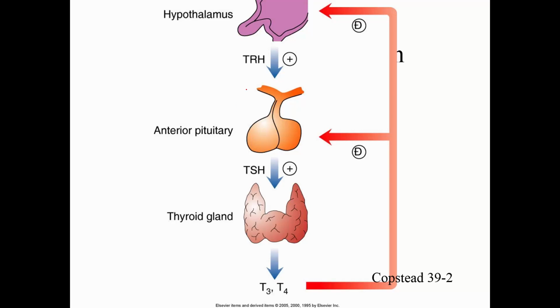We have a basic pattern of interaction, and we can talk about 3 tiers. So the hypothalamus is the first tier. It produces something called a releasing hormone. That releasing hormone is going to go through a portal system and very rapidly make its way to its target, which is the anterior pituitary.